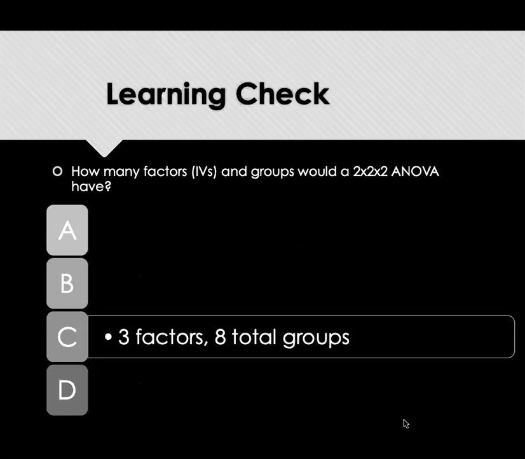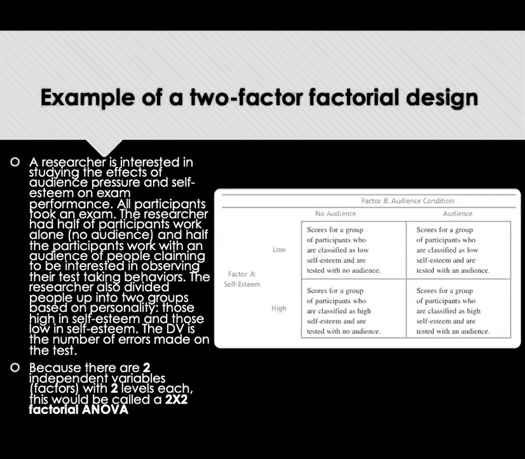So the answer here is C. There are 3 factors because there are 3 numbers, right? 1, 2, a second 2, and a third 2. So there are 3 numbers in this study. That means there are 3 factors. And if you multiply 2 times 2, you get 4. 4 times 2 is 8. So there are going to be 8 total groups in this ANOVA design. So make sure you understand the notation.